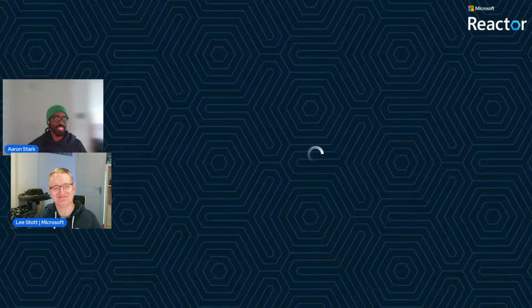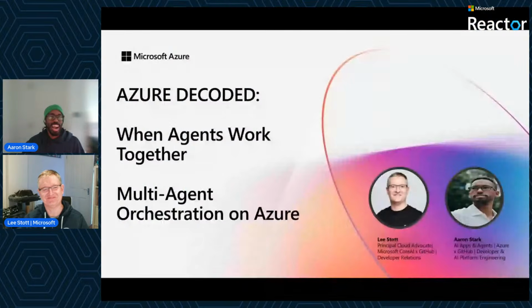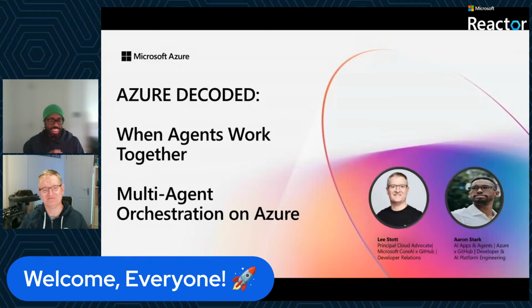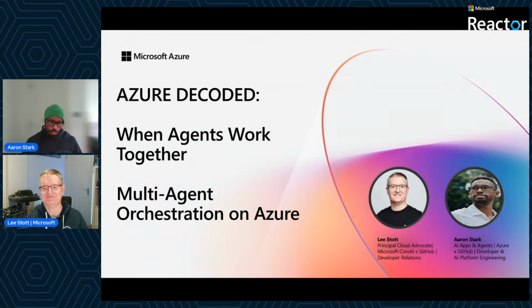Hi, everyone. Hello there, everybody. Thank you so much for having us. I am super excited to be here and joined by Lee Stott today. I am also very happy to be back with our Azure Decoded series. So today's episode is going to be about multi-agent orchestration on Azure. Really trying to get into the weeds and give an overview of what happens when agents work together.